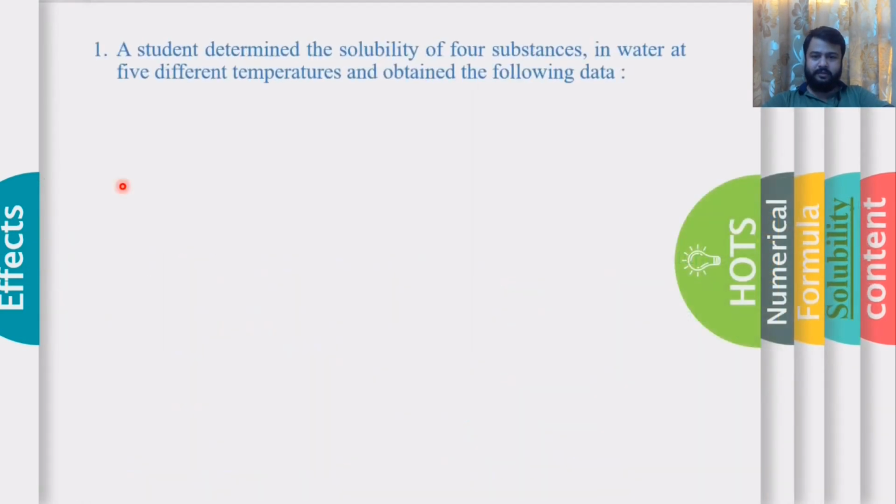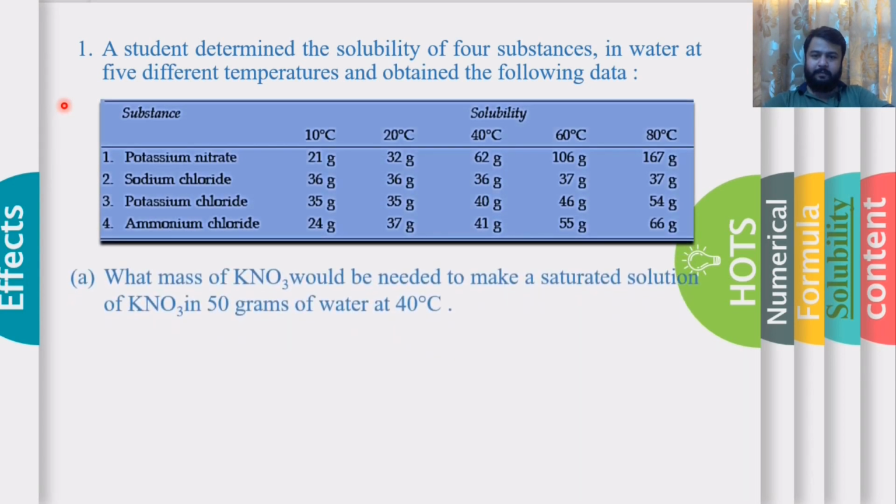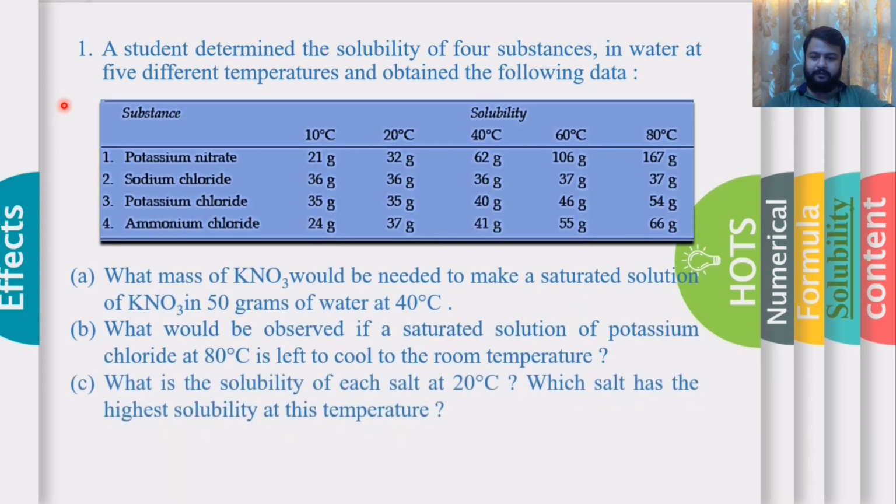The next question is a higher order thinking skills question. A student, it's an NCERT one also, determined the solubility of four substances in water at different temperatures and obtained the following data. This is the data obtained by the student, and we have to answer these questions. The first is potassium nitrate. The solubility at different temperatures is given as 21, 32, 62, 106 and 167 gram. This is the solubility of potassium nitrate.